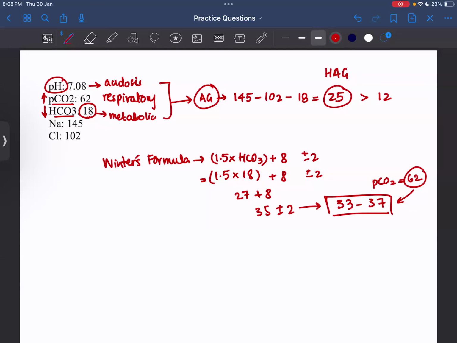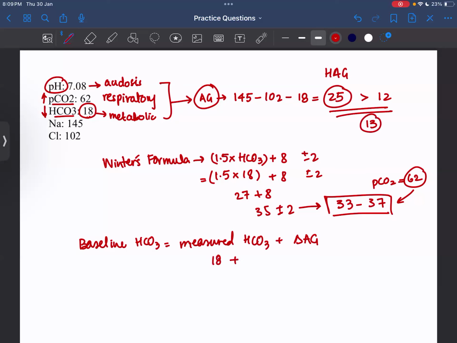We want to know whether or not there was something pre-existing before all of this even began, right? So actually, no, let's talk about baseline. So baseline bicarb is going to be measured bicarb plus the delta anion gap. The delta anion gap in this case is 13, right? So the measured bicarb is 18 plus 13. This is 31. Baseline is 31.